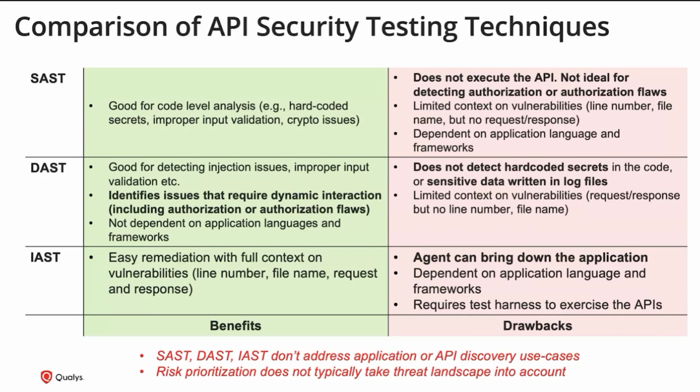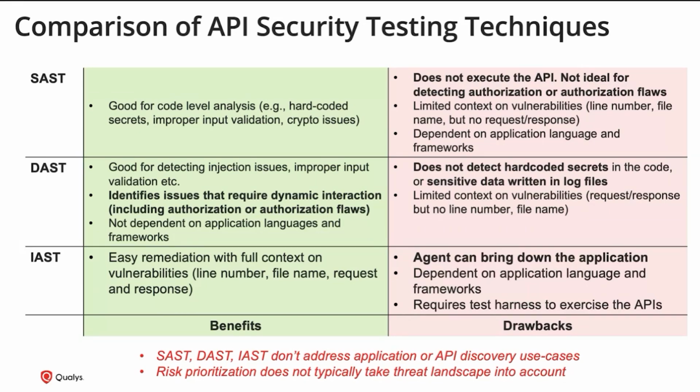Then there is DAST. DAST detects vulnerabilities by analyzing request and response. So it's good for confirming vulnerabilities at runtime. It works well for authorization and authentication related checks and a lot of standard vulnerabilities like injection attacks and so on. The challenge is there are still some types of vulnerabilities, like hard-coded secrets or sensitive data written in log files, that you cannot detect with DAST.